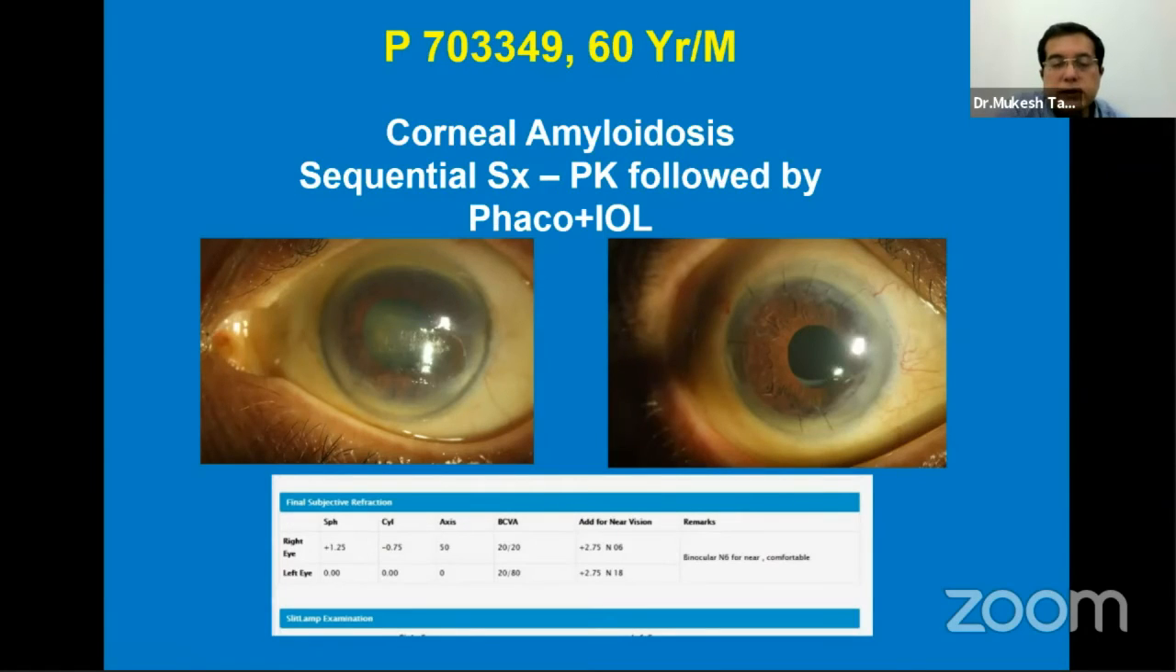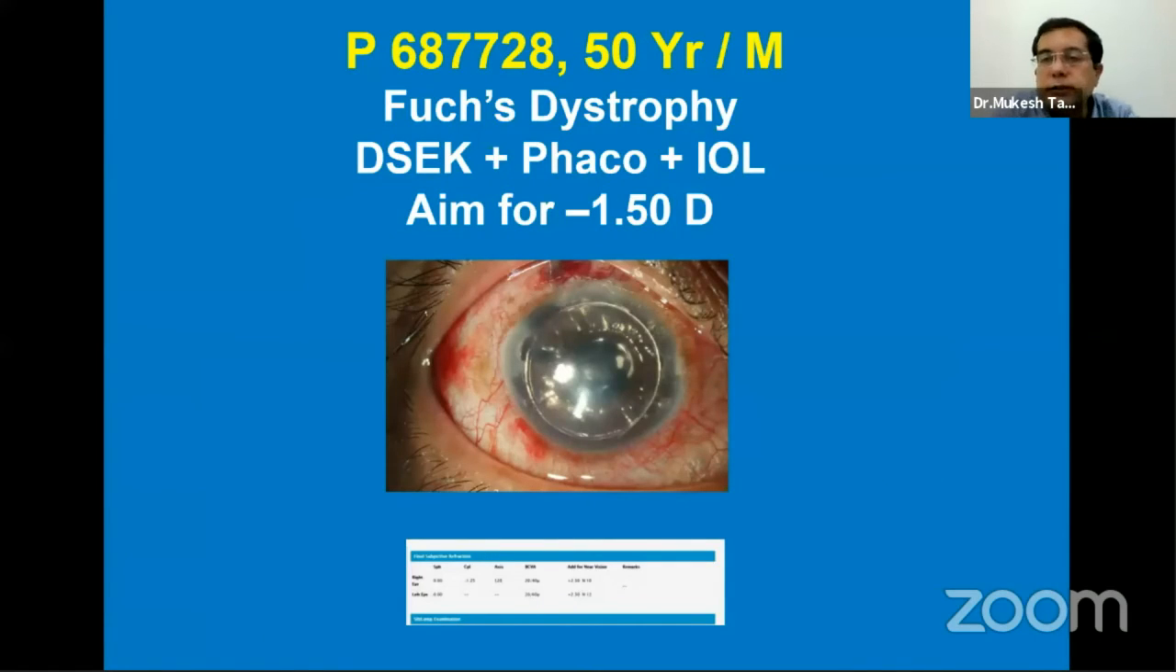So I believe a sequential surgery is a much better option, and that should be preferred wherever it is possible. The other scenario these days is a DSEK with phaco and IOL. In this situation, the keratometry is not an issue, but because you are adding thickness to the cornea, these eyes tend to be hyperopic after the DSEK. So you have to allow for that hyperopia.